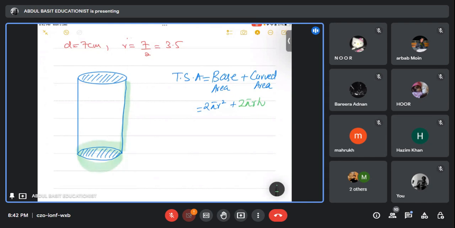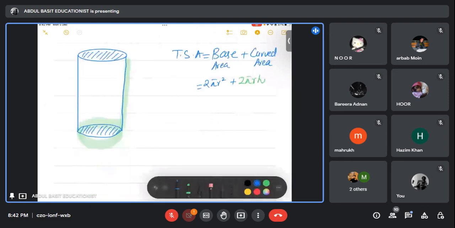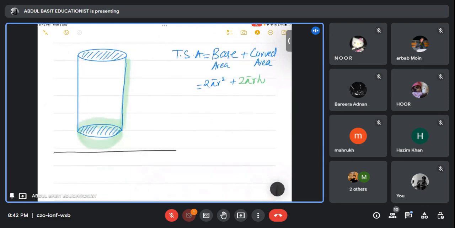So this is what the total surface area of the cylinder is. Okay, everybody, if you understand this, then can I proceed to the next shape, which is the cone? Any problem so far?